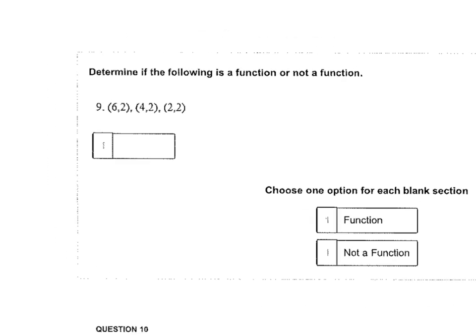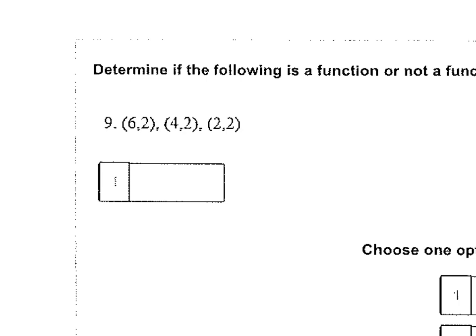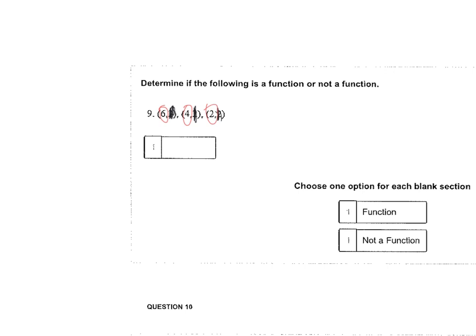Number 9 is talking about functions. So remember, for functions, we just have to look at the X value. So we're going to erase or mark out all of the Y values and then circle all of the X's. So I've got 6, 4, and 2. None of those repeat, so that means it would be a function.